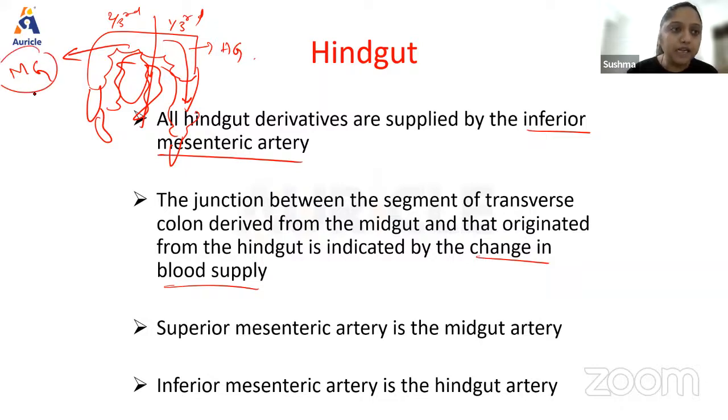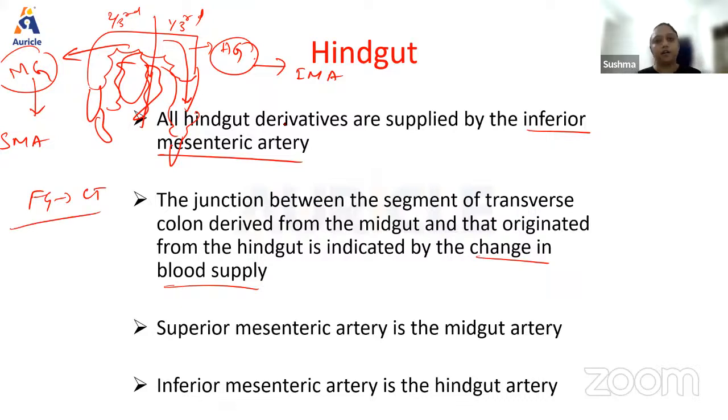The midgut is supplied by superior mesenteric artery. The hindgut is supplied by inferior mesenteric artery, whereas the foregut was supplied by celiac trunk. All three arteries are branches of abdominal aorta. They are the direct branches of the abdominal aorta.